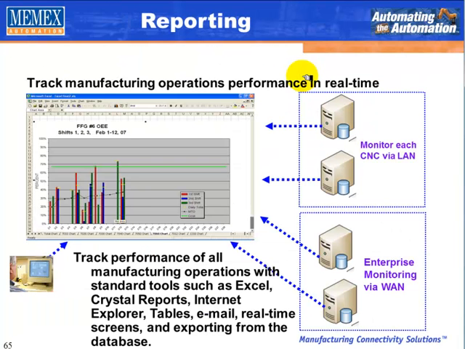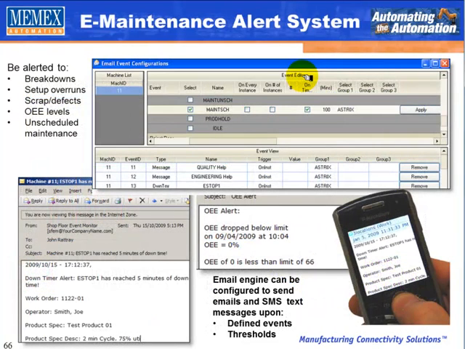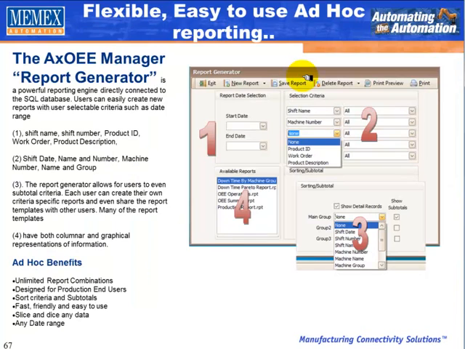Further to that, we have all kinds of tracking of machine manufacturing operations and performance in real time, monitoring each CNC via LANs, monitoring it via WANs, and so forth. We have e-maintenance alert systems, again for overall reporting, so that alerts can be sent out to smartphones through email or text messaging, notifying you directly if something is going wrong with a machine.